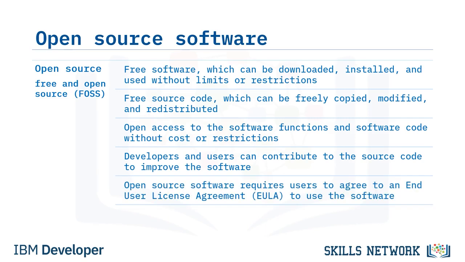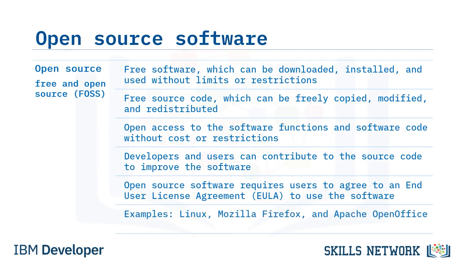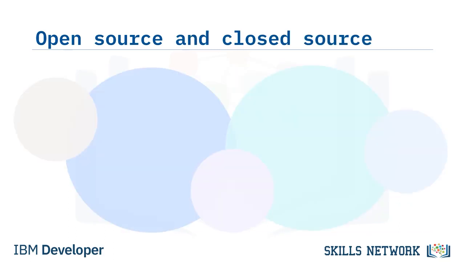Even though open source software is free and open, users are still required to agree to an End User License Agreement, or EULA, in order to use the software. Some examples of open source software are Linux, Mozilla Firefox, and Apache OpenOffice. There are some important differences in open source and closed source software.